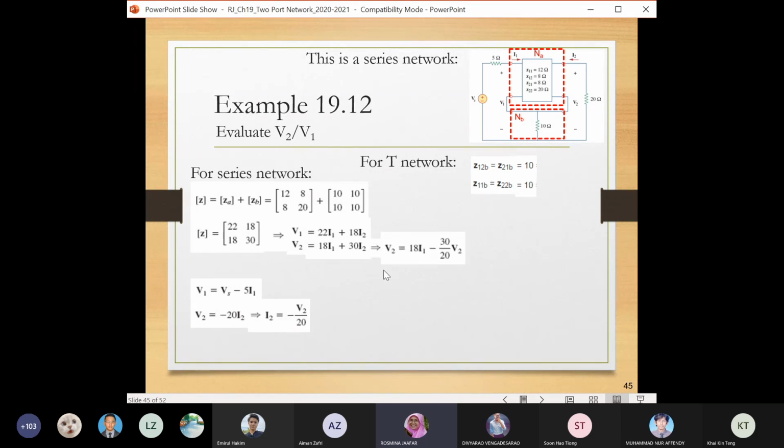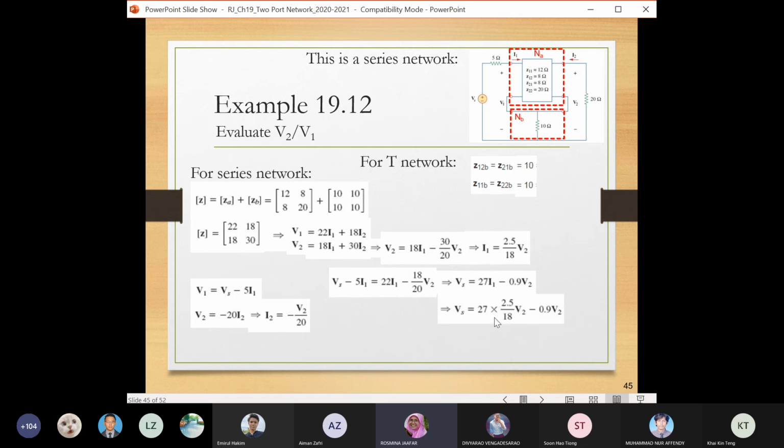And from here you can substitute this equation into the general Z parameter equation. V2 is equal to 18 I1 minus 30 over 20 V2, because you have 30 I2 where I2 is actually negative V2 over 20. So from here you will obtain I1 is equal to 2.5 over 18 V2, and Vs is equal to negative 5 I1. You expand it, which is equal to 22 I1 plus 18 times negative V2 over 20. So that you will have Vs is actually 27 I1 minus 0.9 V2.